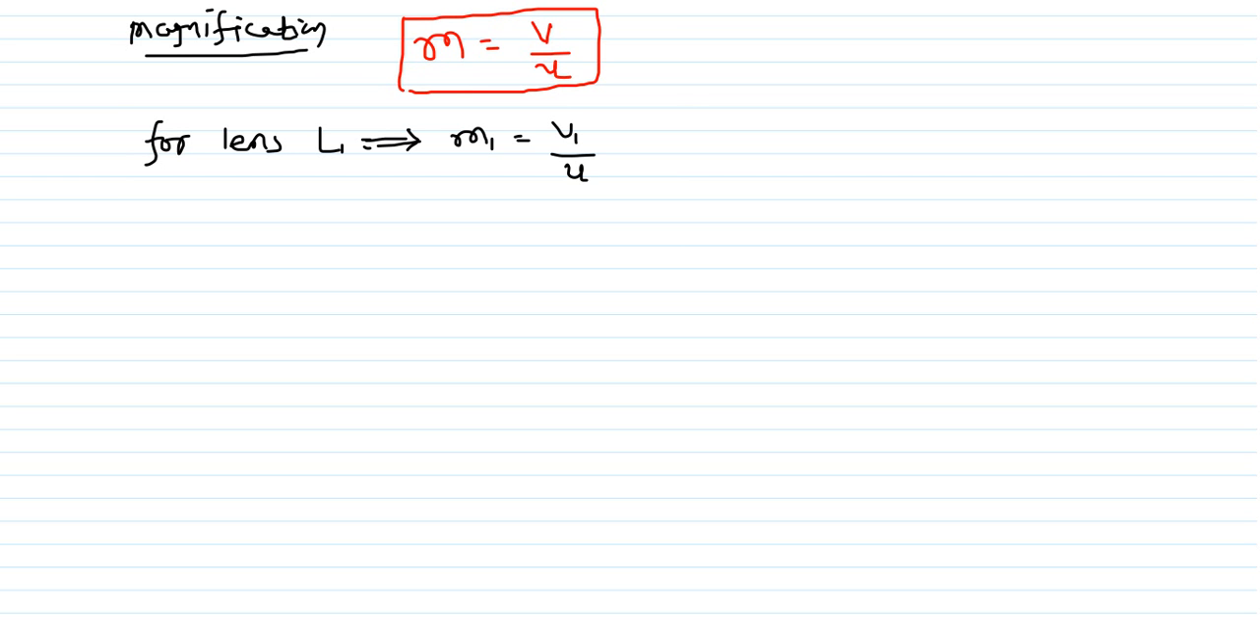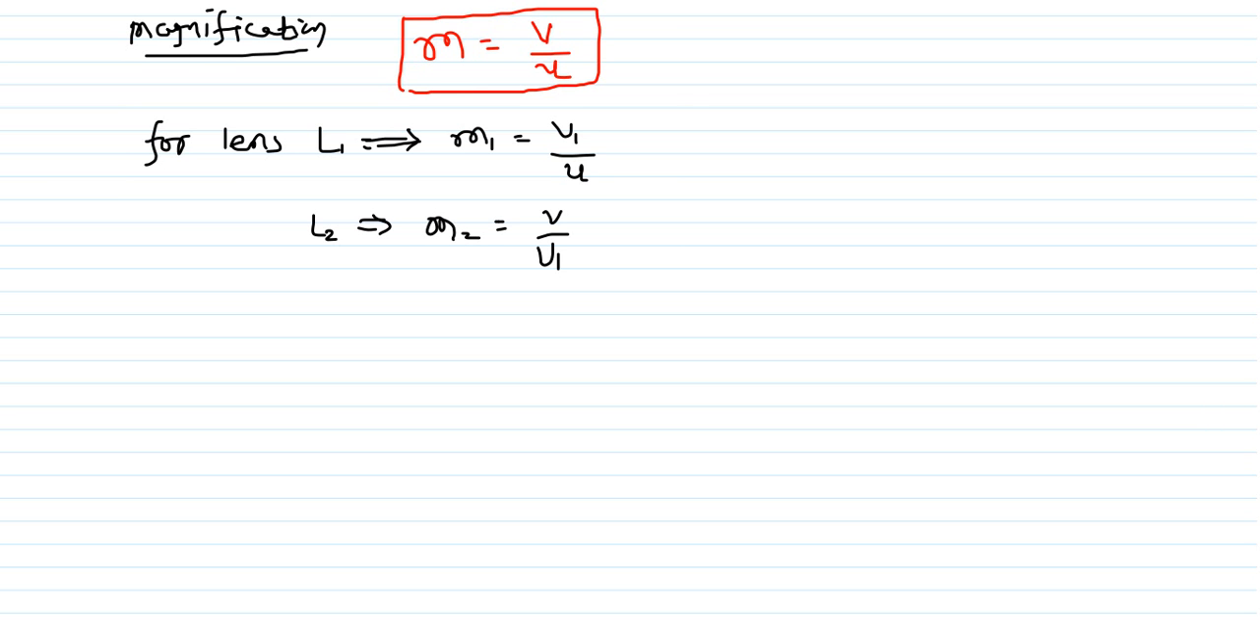For lens L2, what will m2 be? It is v upon v1. What is it? v upon v1. Image distance upon object distance. Now for the second lens, the image due to the first lens acts as an object for this second lens, so m2 is v upon v1.